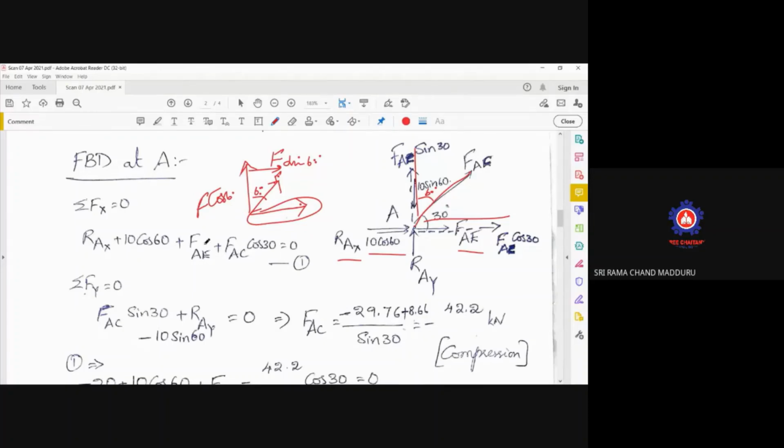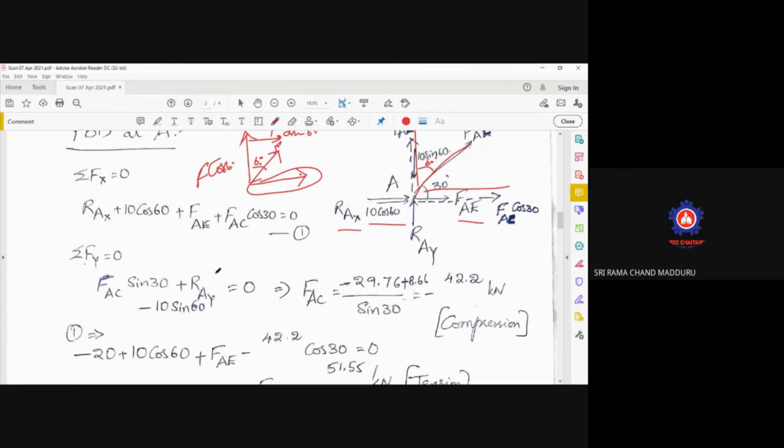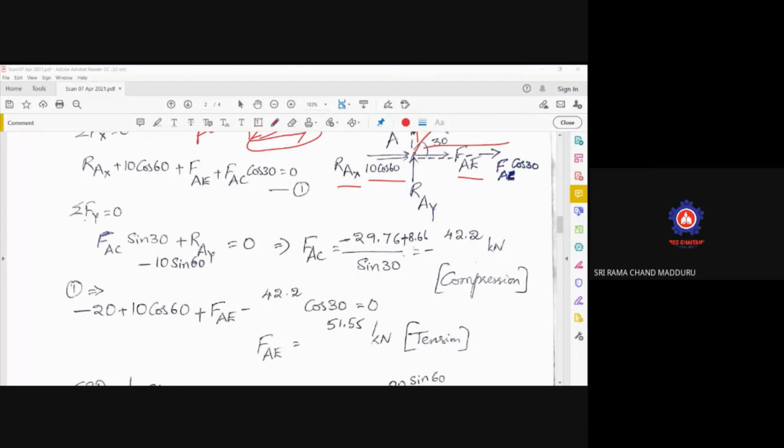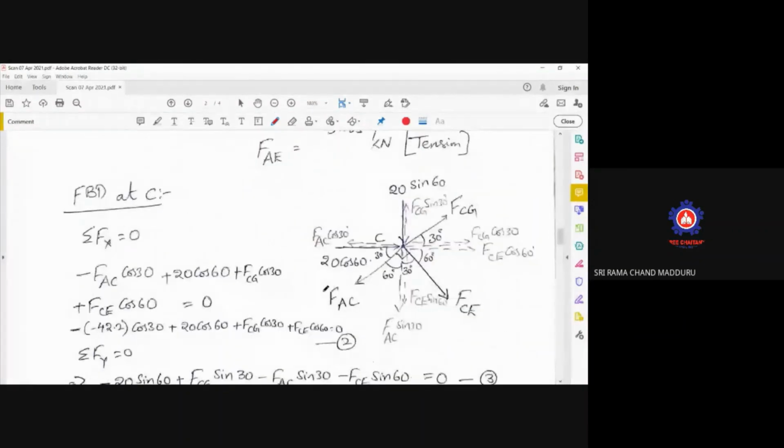Now sigma Fy is equal to 0. Please follow me on this one and check whether the answers are correct or not. FAE is 51.55 kilonewtons. Open the PDF that is with you and check it. If any doubt is there at any point, if you don't know how to resolve the member, let me know. I will explain that. I hope the problem is self-explanatory.